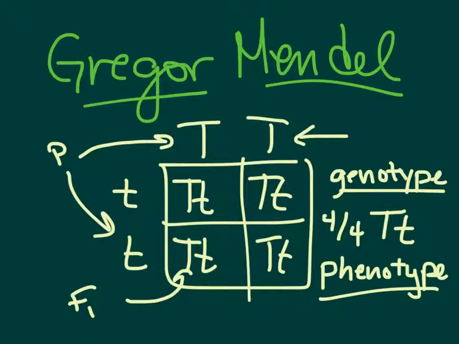Genotype are the two alleles an organism possesses, whereas the phenotype is what you see when you look at the organism. The phenotype here is 100% tall. Tall is the phenotype, what you see. The genotype is what the genes say, capital T, lowercase t.